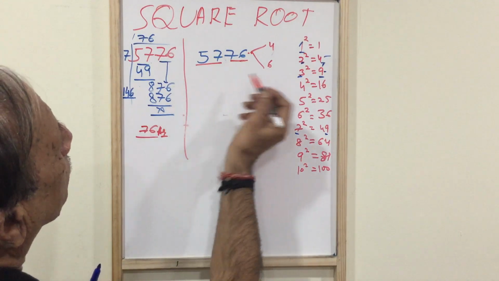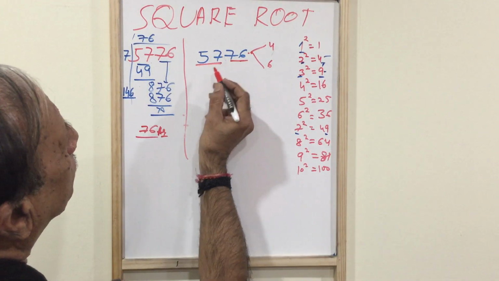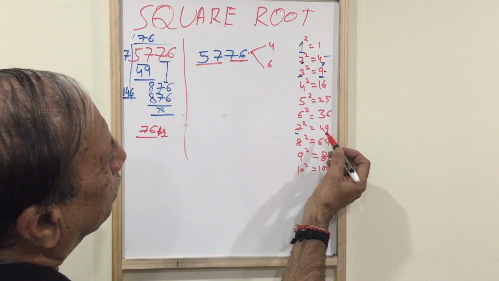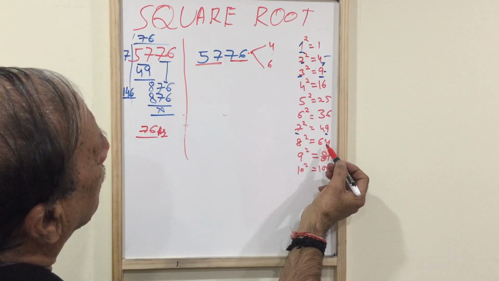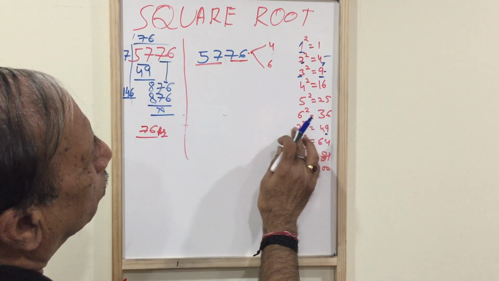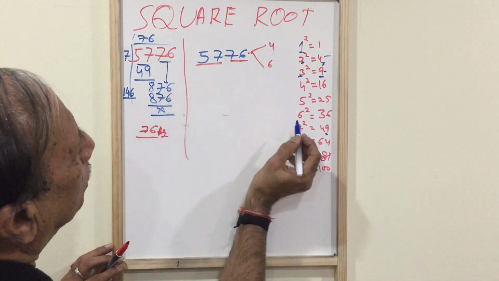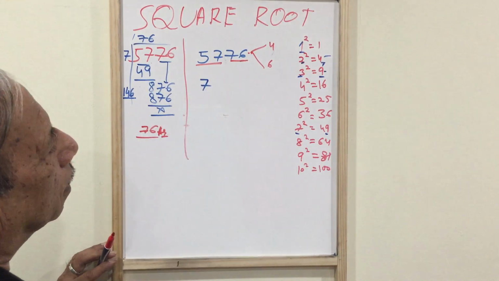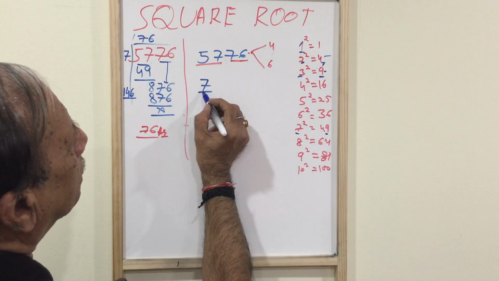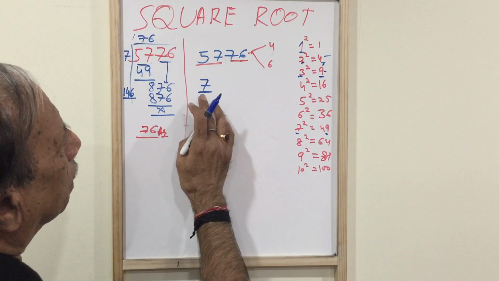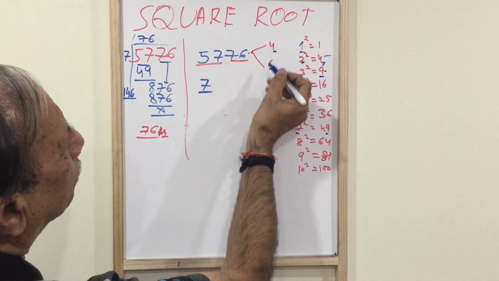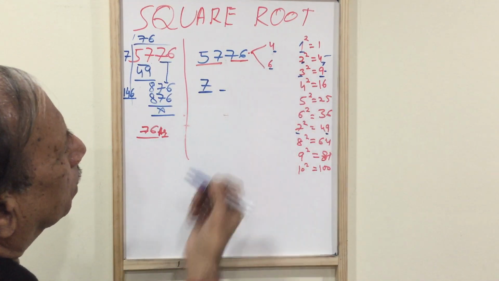For the other digit, we'll look at 57, the other pair. 57 comes between 49 and 64. 64 is more, so 8 squared is more and 7 squared is less. So we'll take 7 first. This is the first part of the answer, and we have to add either 4 or 6 here.